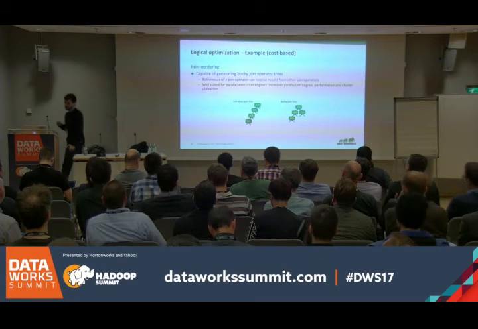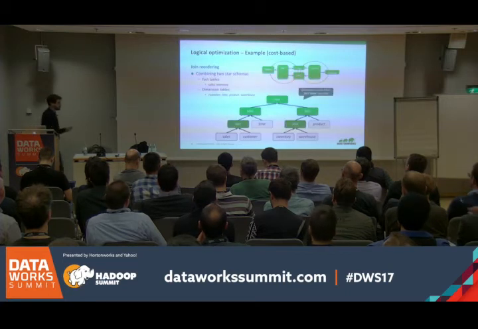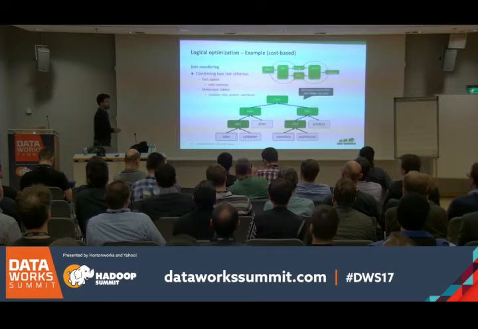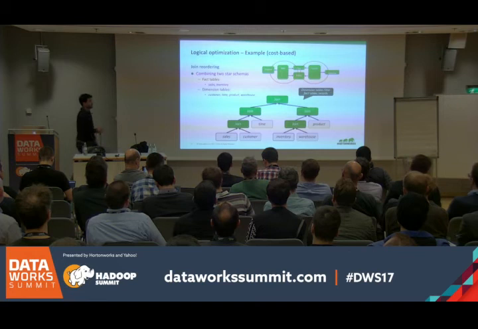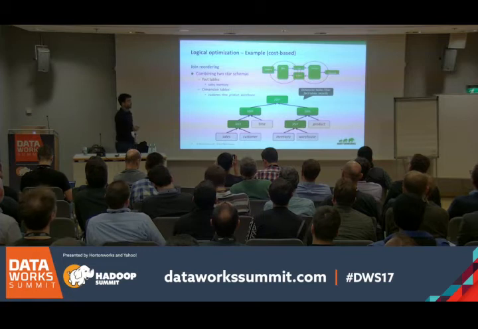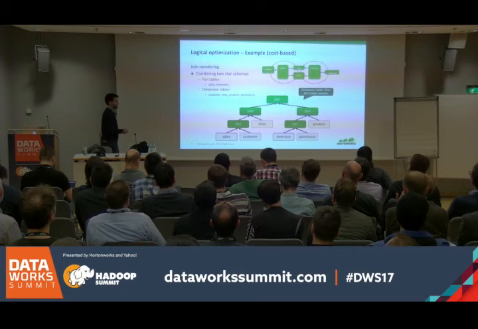To see this with a practical example, let's say you have two star schemas, and you have two fact tables, sales and inventory. And then you have some dimension tables, customer, time, product, warehouse, and these dimension tables, when you join them with the fact tables, will reduce the size of the fact tables.